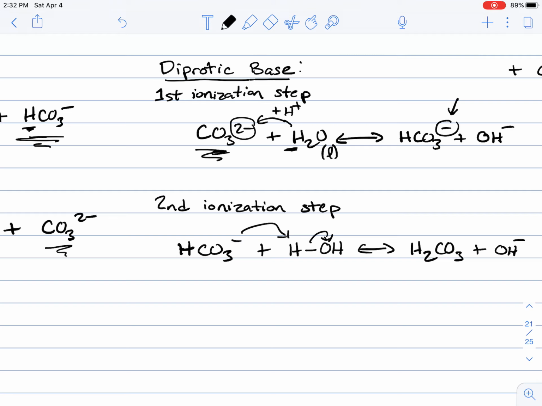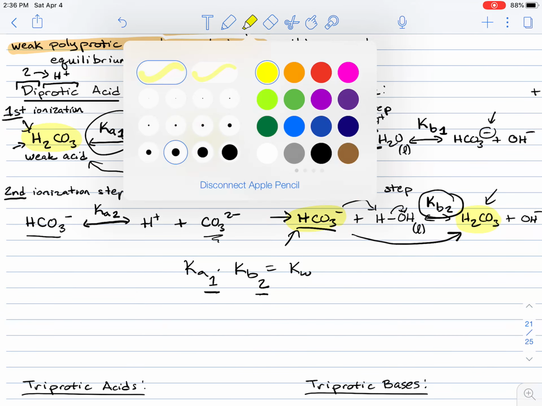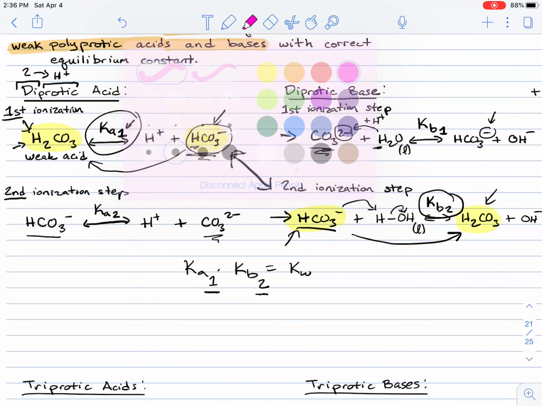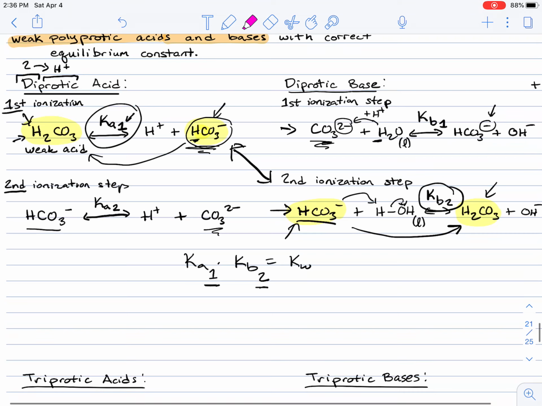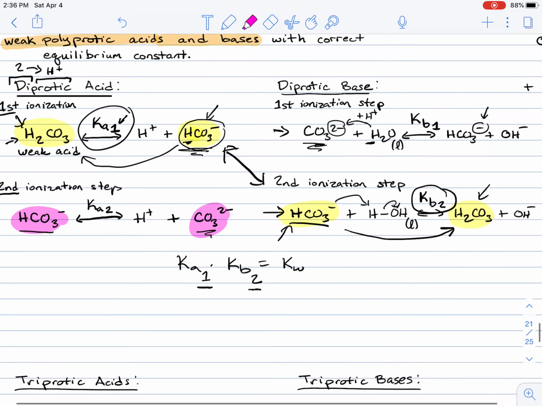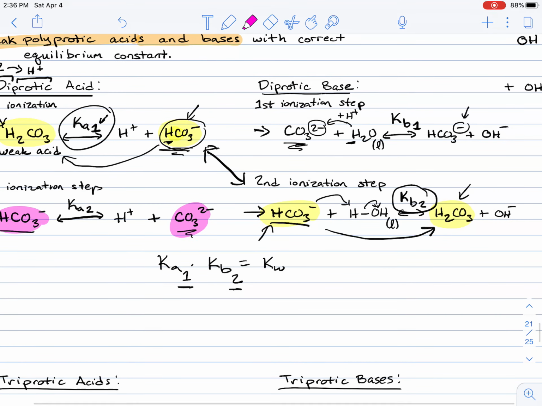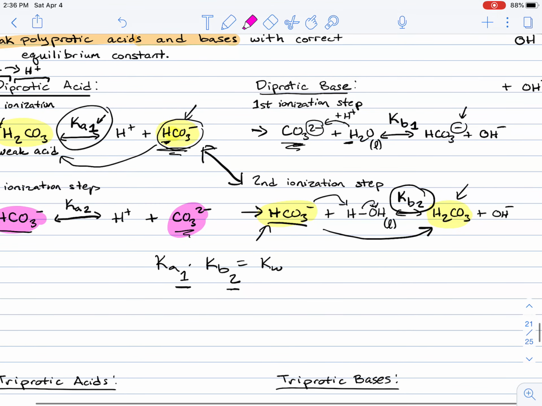Okay, and so now if you guys are looking at, and I'll do this in a separate color, let's just say pink, the second ionization step, notice that bicarbonate is found on the left-hand side and carbonate is found on the right-hand side. Whereas in the first ionization step of the diprotic base, carbonate is on the left-hand side, which is the opposite position of where it was in the second ionization step of a diprotic acid.